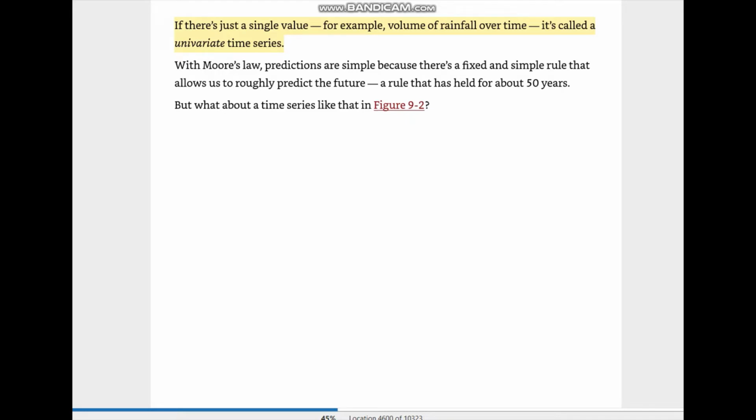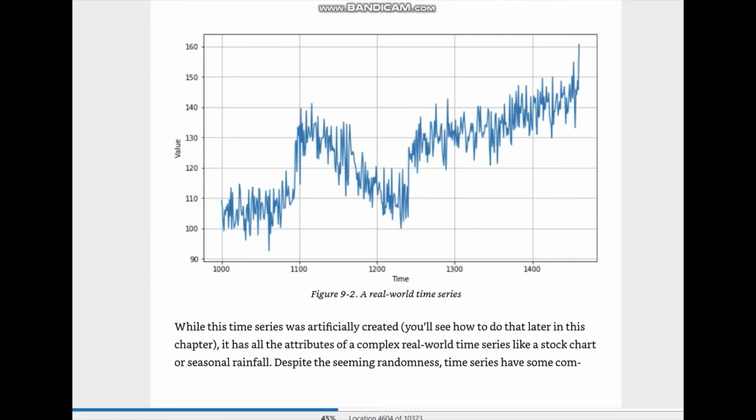With Moore's law, predictions are simple because there's a fixed and simple rule that allows us to roughly predict the future, a rule that has held for about 50 years. But what about a time series? So let's see in the figure here. This is a real world time series, artificially created, of course, and has attributes of complex real world series like a stock chart or seasonal rainfall.